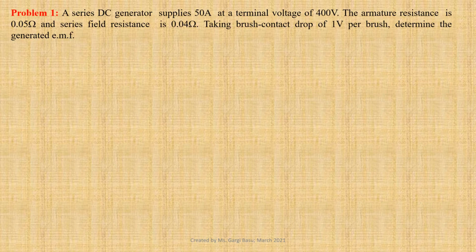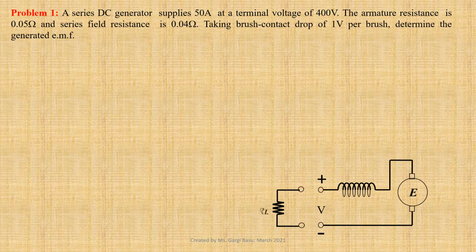Problem number 1. A series DC generator supplies 50 ampere at a terminal voltage of 400 volts. The armature resistance is 0.05 ohm and series field resistance is 0.04 ohm. Taking brush contact drop of 1 volt per brush, we have to determine the generated EMF.